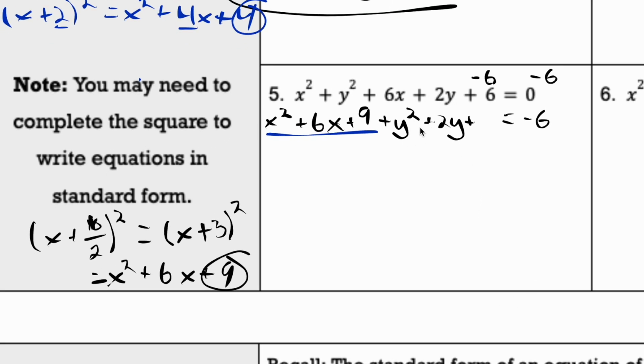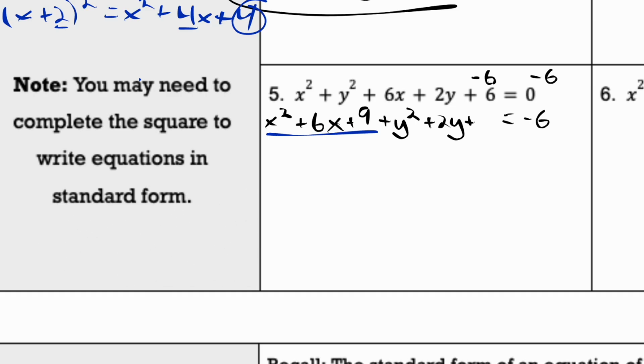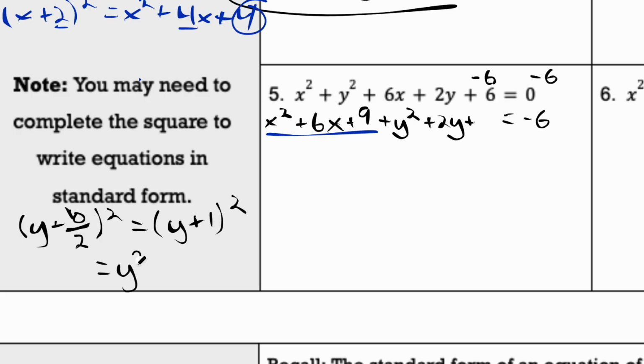For this y part, we're going to do the same thing. We have y plus b over 2 squared. Sorry, that looks like a 10, but it's a b. b in this case is going to be 2, so we're going to say y plus 2 over 2, which is 1. y plus 1 squared. And that's going to give us y squared plus 2y plus 1. So we have that plus 1, and we're just going to put that right here.